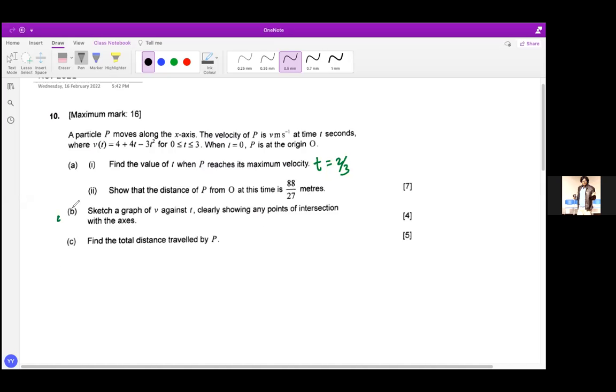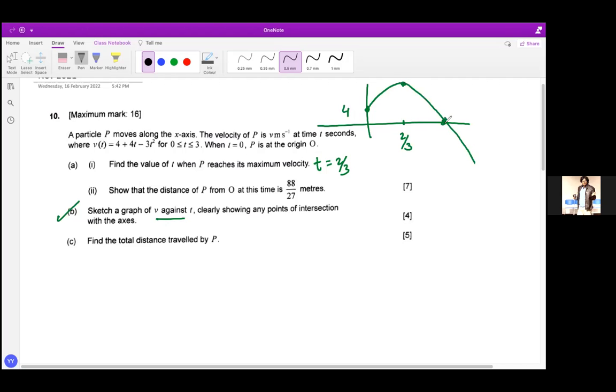Okay, so the next part they say is sketch the graph of velocity against time, clearly showing the points of intersection with the axes. So we already have your y-intercept, which is obviously 4. We got the coordinates at 2/3. It has got a certain maximum, and then it is going to come down like here.